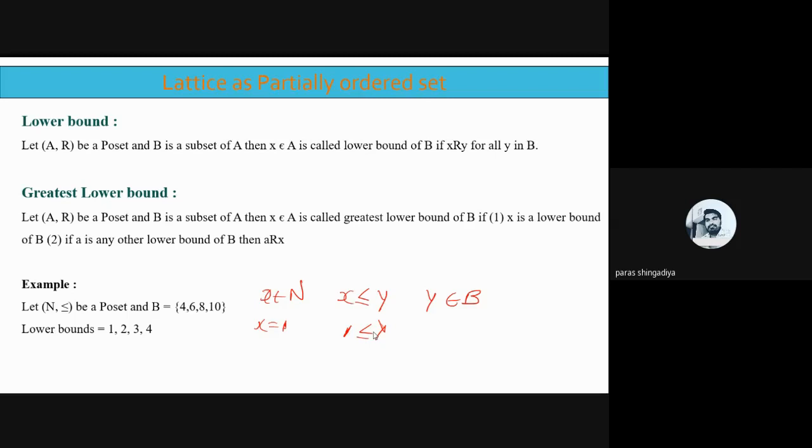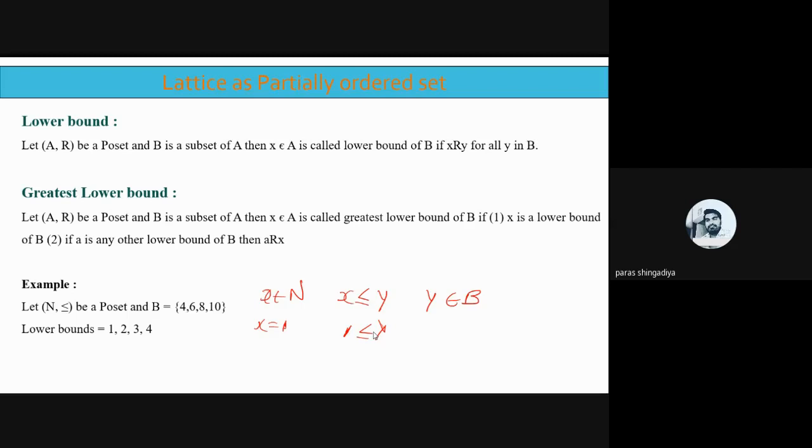So for each value of y, 1 less than or equal to y is correct. 1 less than or equal to 4 is correct. 1 less than or equal to 8, 1 less than or equal to 6, 1 less than or equal to 10, that is correct. So we can consider this 1 is a lower bound of the given set.